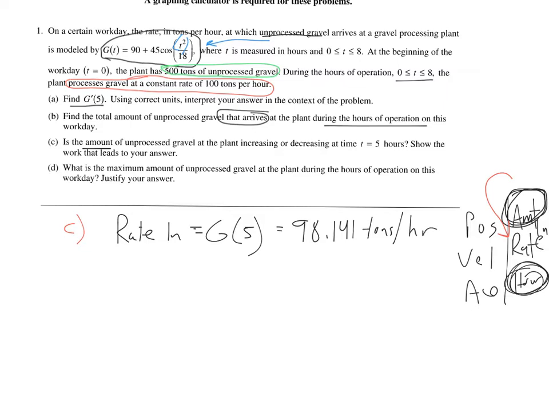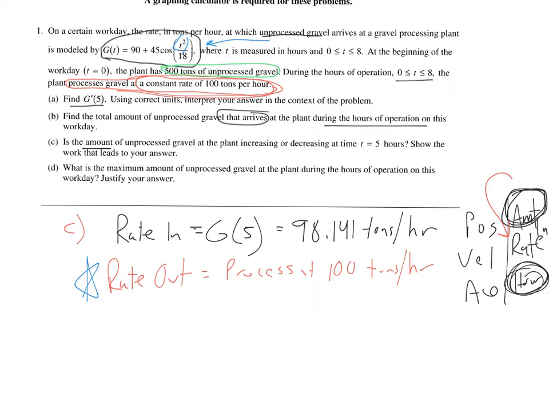However, what is the rate out? The rate out would be the amount of gravel that's processed. We process at 100 tons per hour. Since the rate out is the larger of the two, that would mean the amount of gravel is decreasing.